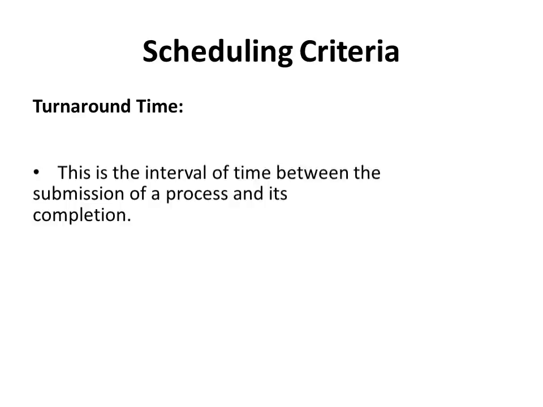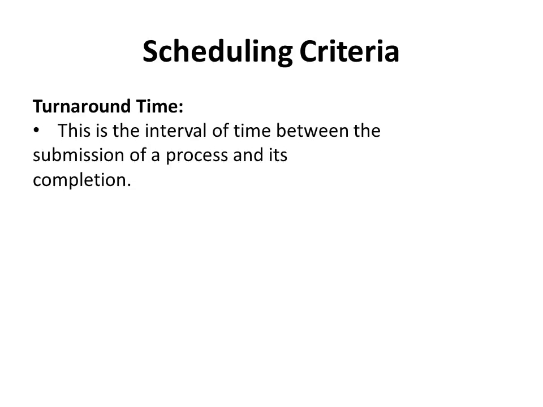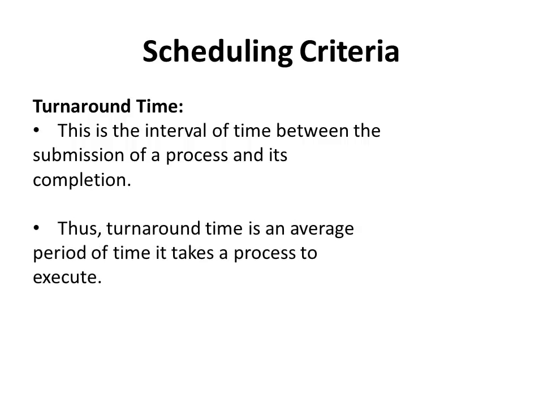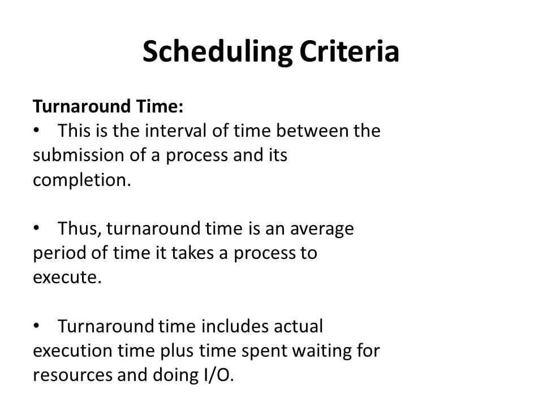Turnaround time. This is the interval of time between the submission of a process and its completion. Thus, turnaround time is the average period of time it takes a process to execute. Turnaround time includes actual execution time plus time spent waiting for resources and doing input-output.